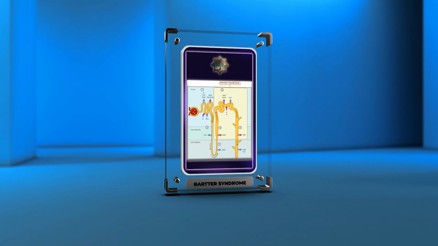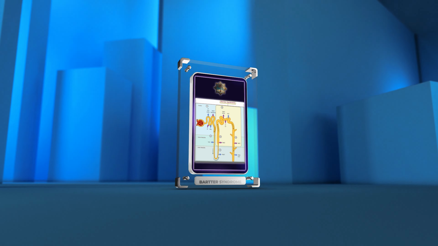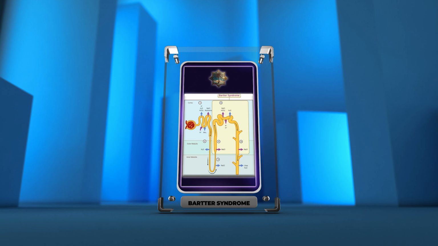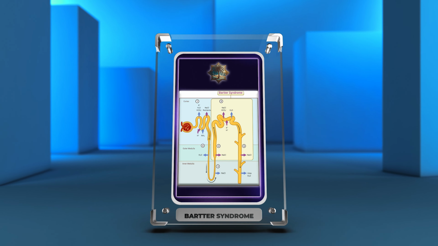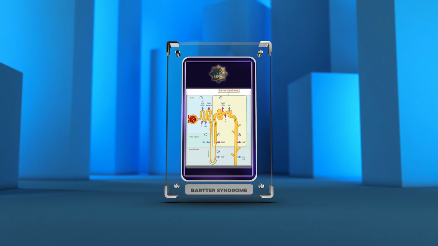Welcome to today's lecture on Bartter syndrome, a rare inherited disorder that affects the kidney's ability to regulate electrolytes. In this comprehensive script, we will delve into the molecular genetics, pathogenesis, clinical features, diagnostic considerations, management strategies, and long-term outcomes associated with Bartter syndrome.